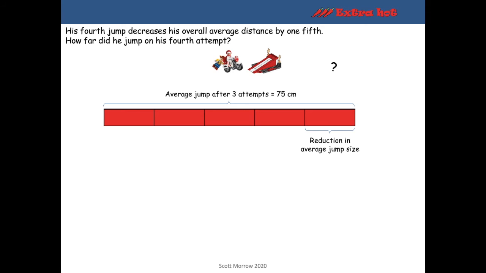That's how much it's going to be reduced, which means his new average jump distance after 4 attempts is going to be 4/5 of the 75. So we can divide the 75 by those 5 parts and put 15 centimetres in each. But we are taking away that last 15, or we're adding up the first 4 15s. So we get a new average jump size of 60 centimetres.